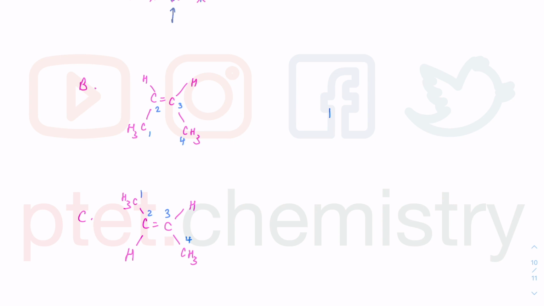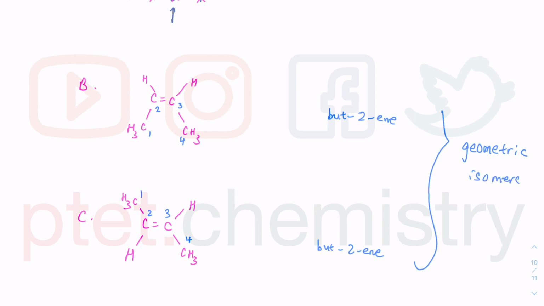So both of these are what you would call but-2-ene, but then both of them are different. They are different in the arrangement of the atoms in space, even though they have the same structural formula and the same molecular formula. So these are the very definition of something called geometric isomers. Geometric isomers come under stereoisomerism.